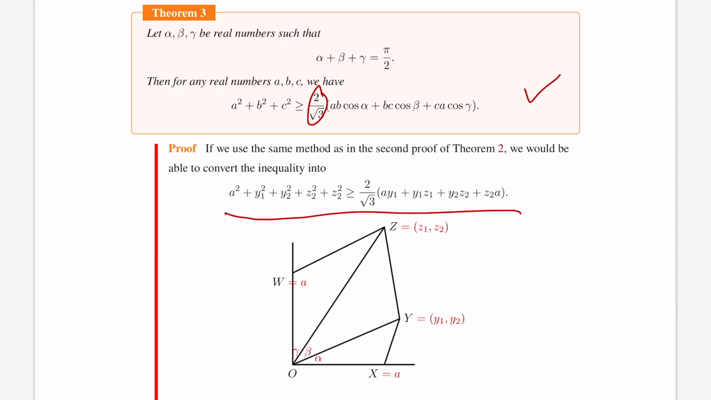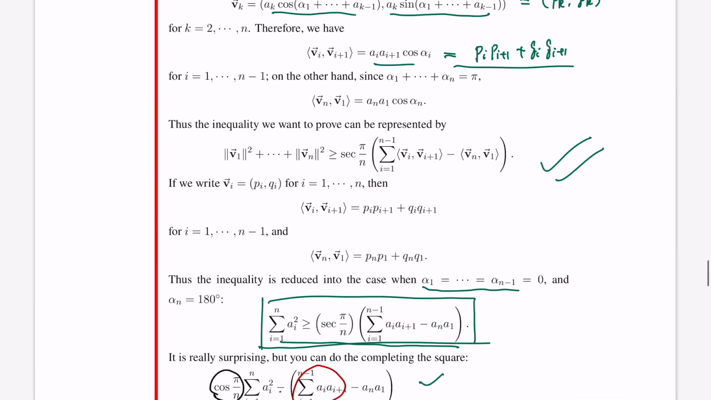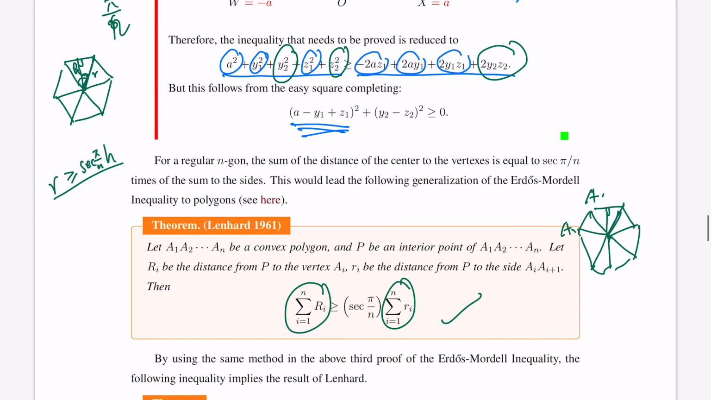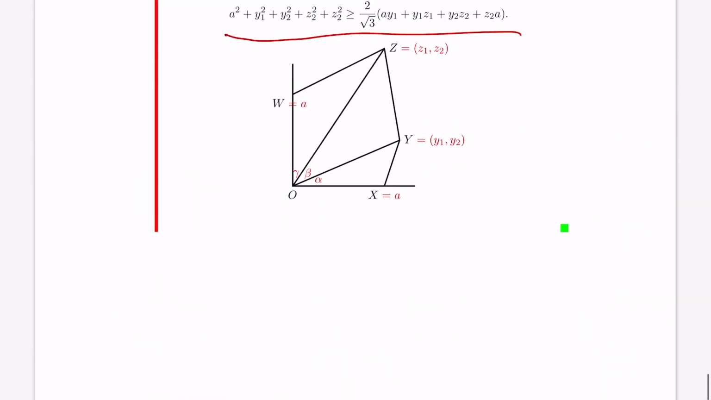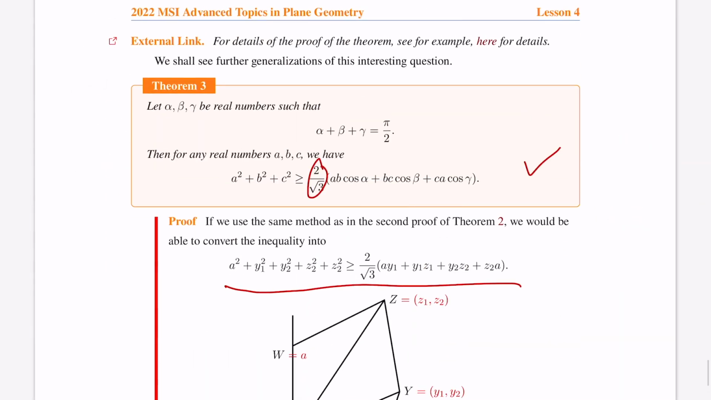This inequality is actually more complicated than the previous one. The reason is that you cannot separate this inequality into two parts. So let's compare with the previous one. In the previous one, you see a to z, z to y, y to a. So these two terms are basically separated. But here, you cannot separate them. So it's basically a to y1, y1 to z.